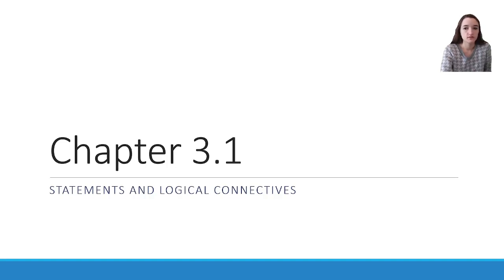Chapter 3.1, Statements and Logical Connectives. So in this unit, we're going to be going through the topic of logic, which follows from set theory.